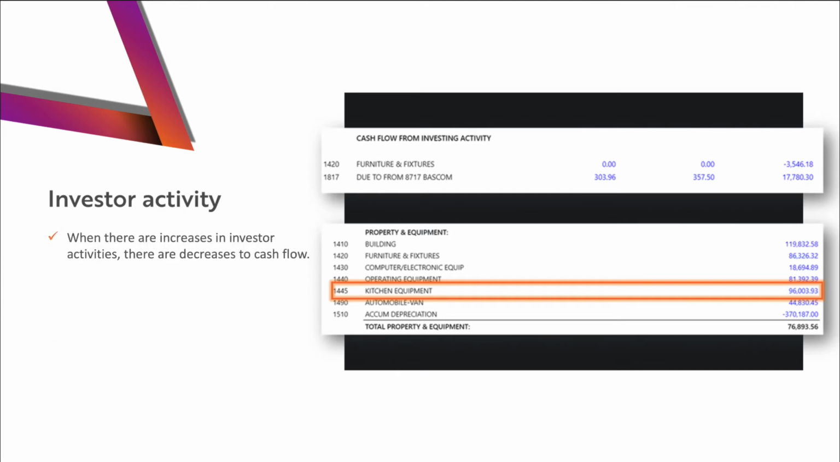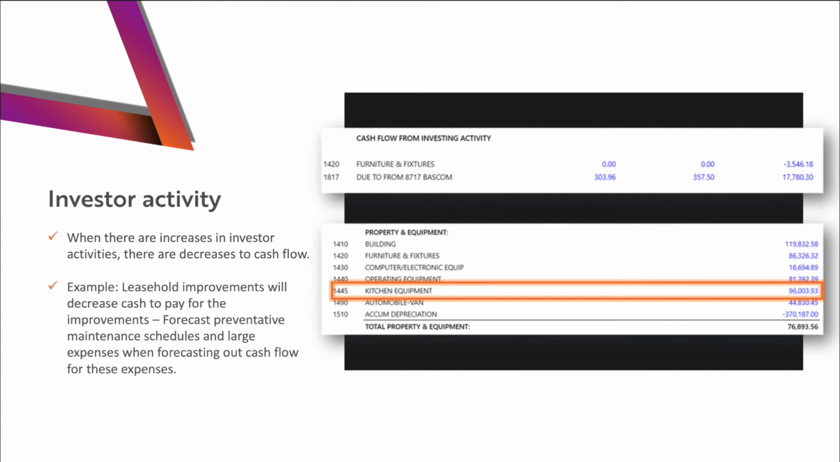When there are increases in investing activities, there are decreases to cash flow. An example of this would be leasehold improvements will decrease cash to pay for those improvements. Forecast preventative maintenance schedules and large expenses when forecasting out cash flows for these types of expenses.